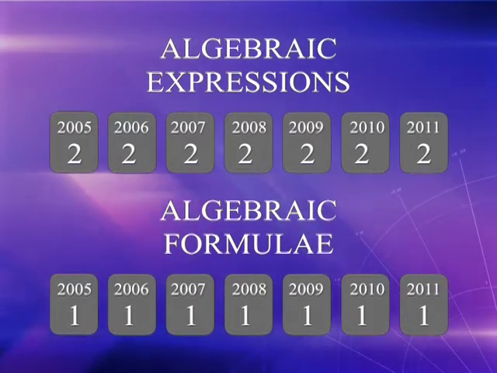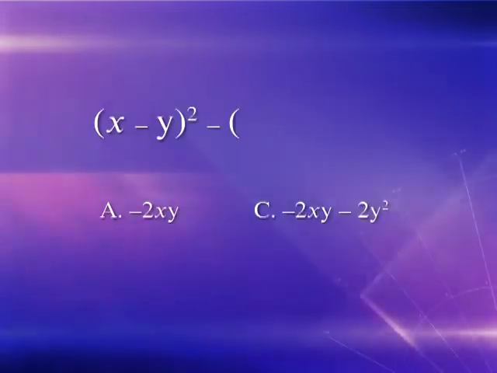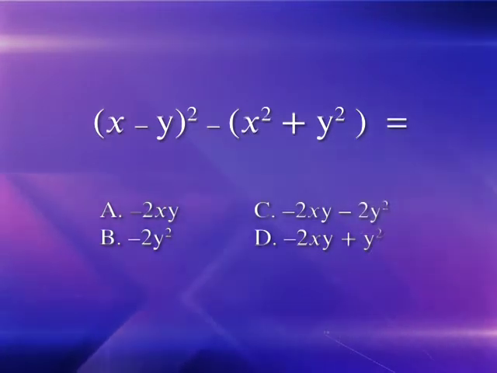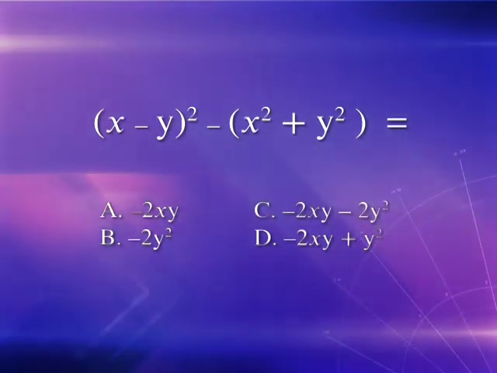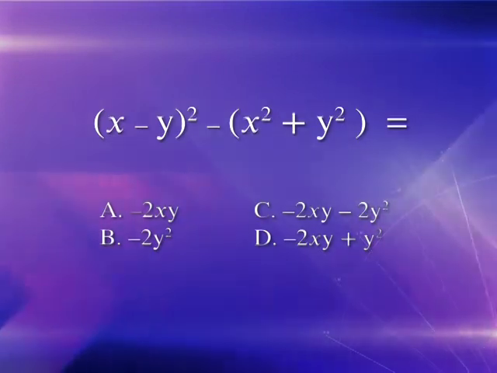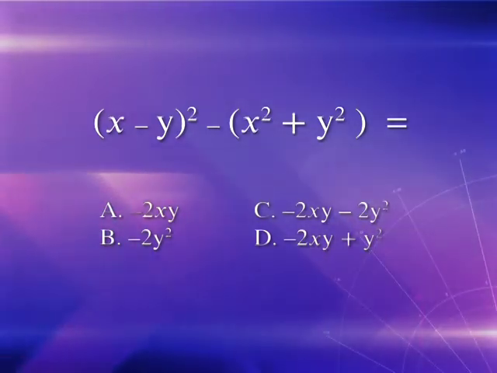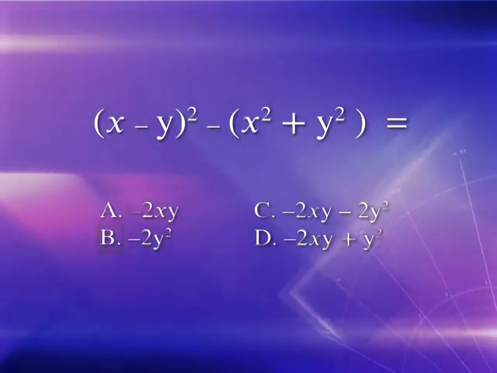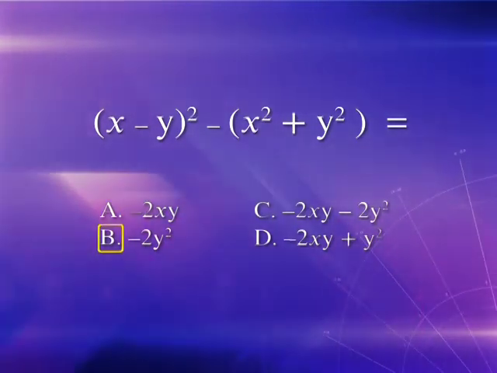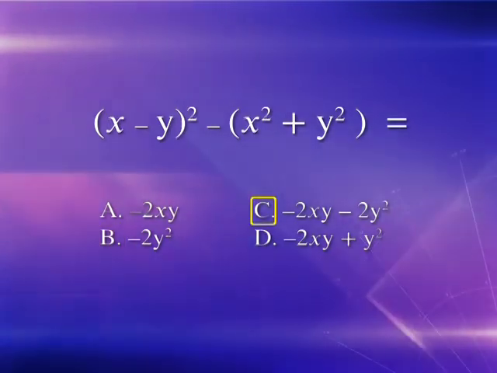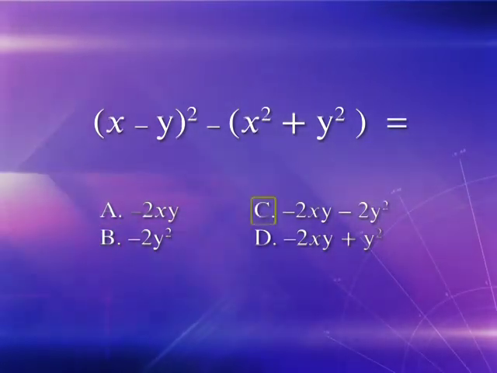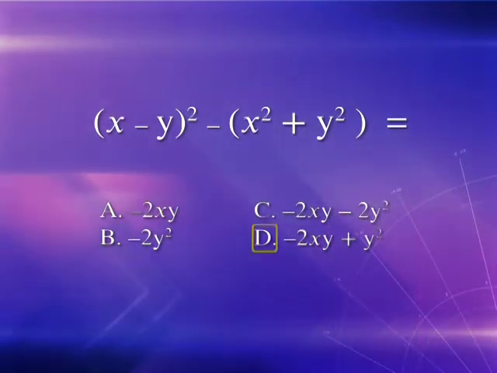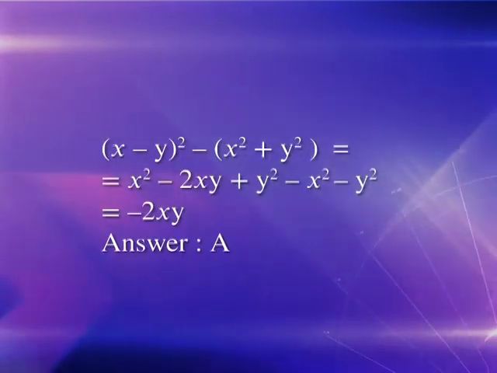What kind of a pattern's going on here? Let's check out a question. Brackets x minus y close brackets to the power of 2 minus brackets x squared plus y squared equals, is the answer A, negative 2xy, B, negative 2y square, C, negative 2xy minus 2y square, or D, negative 2xy plus y square? Here's how you do it.